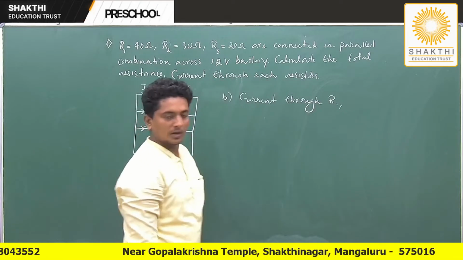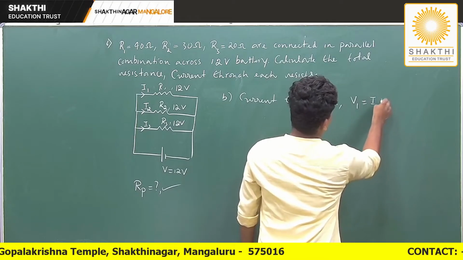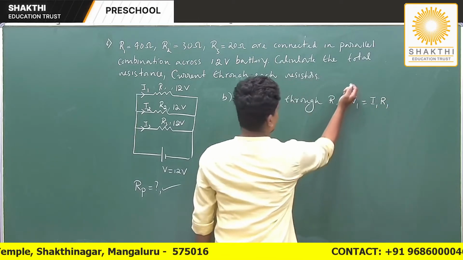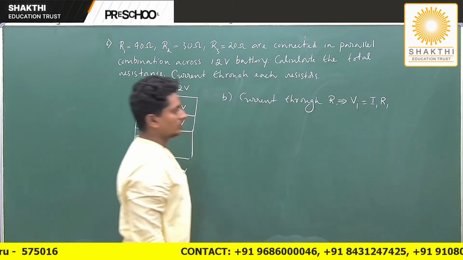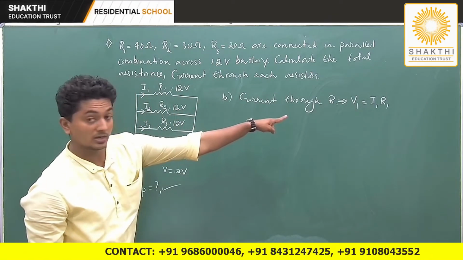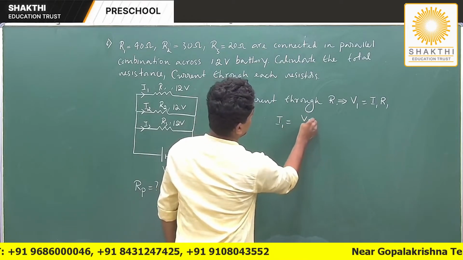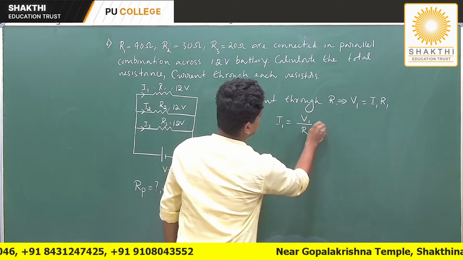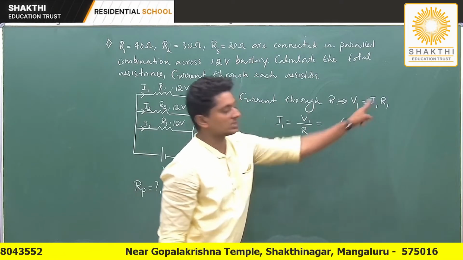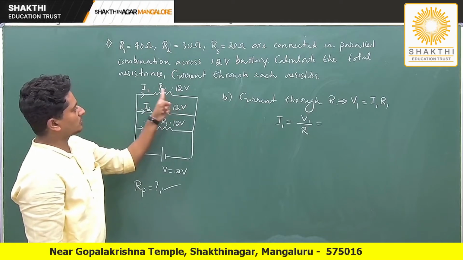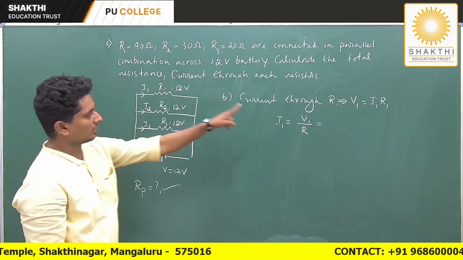So current through R1, I take it as I1. As we know, V1 equals I1 into R1. To calculate current through R1, I use the formula V1 is equal to I1 into R1. I1 is the current through R1, so I1 will become V1 by R1. Please be careful. Current through R1, if I want to calculate, I will use Ohm's law: V is equal to IR. I will be using that.